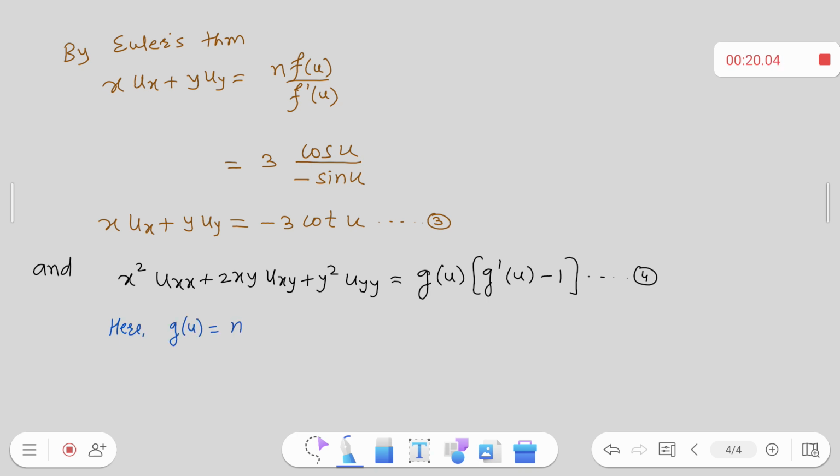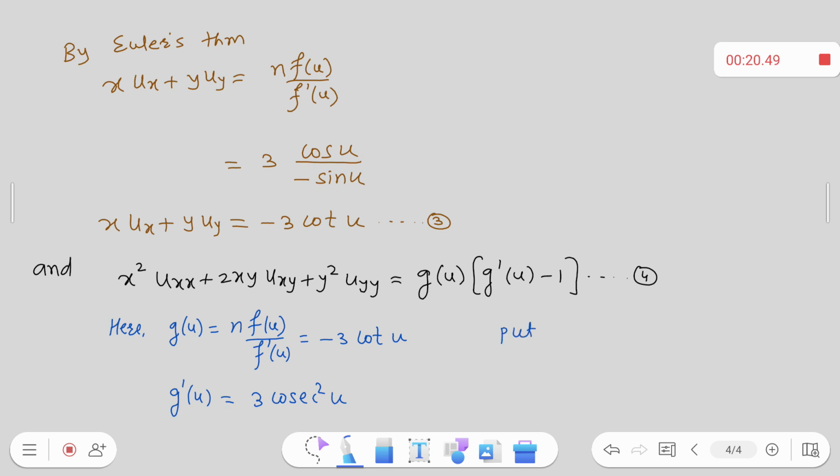ZU is n into FU upon F dash of U. So 3 into, here we already found this value, n into FU upon F dash of U, from equation number 3, it is minus 3 cot U. ZU is minus 3 cot U. Now what is the derivative of ZU? Derivative of cot, as we know, is minus cosec square. So minus minus plus, it is 3 cosec square U. Now once we have Z and Z dash, put it in equation 4.